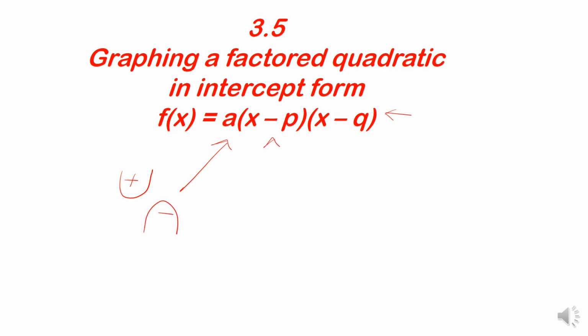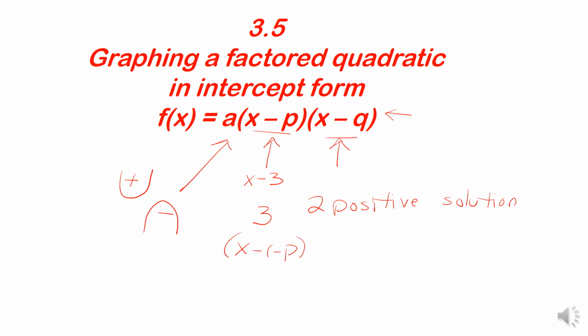Then you look at your two x-intercepts. These are your factors, and your x-intercept would depend upon the sign there. So if it was, for example, x minus 3, we know that the intercept would be 3. When you look at these two, I am looking at two positive solutions. Okay? And then if I had one that looked like this, x plus p, I would know that that was a negative solution.